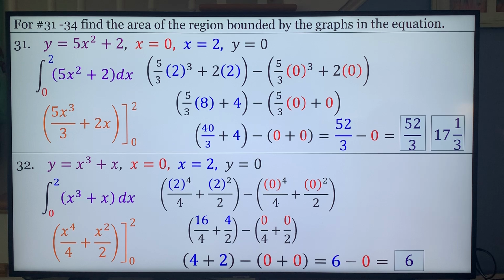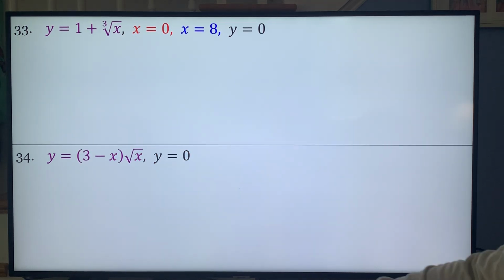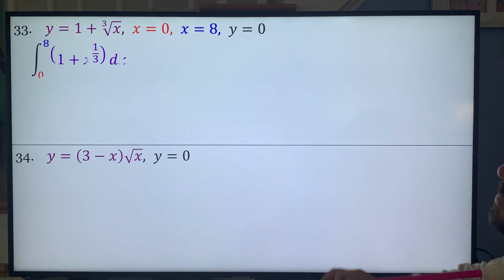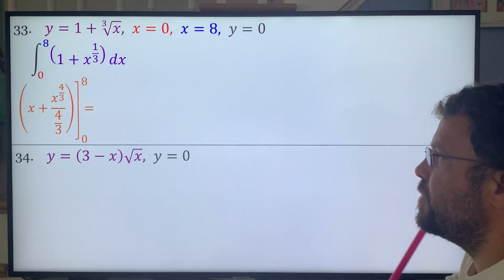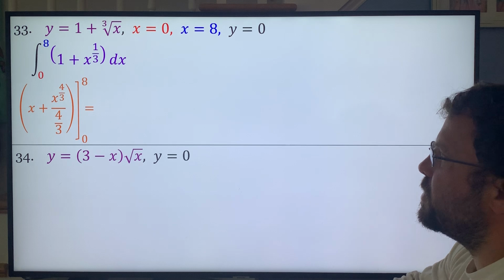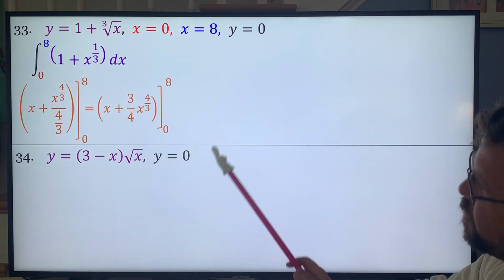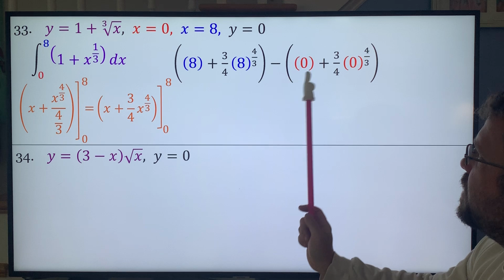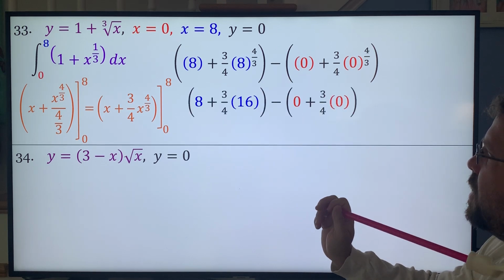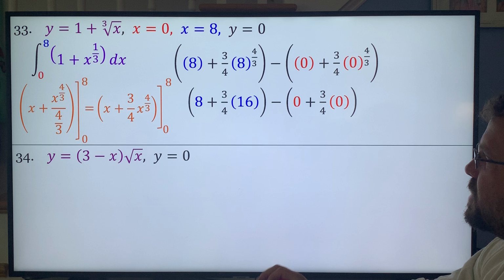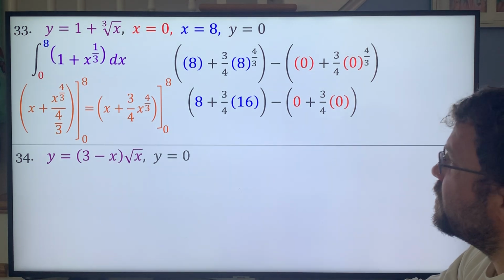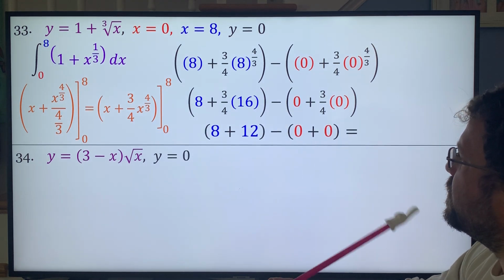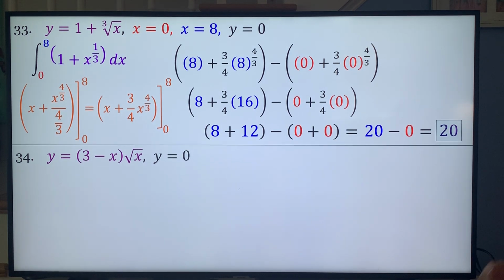Well, no, you're not ready because you already did these 2, right? Hopefully you rewrote this up. 0 to 8, 1 plus x to the 1/3. The reason you rewrite it is it's easier to integrate. x, 1/3 plus 1 is 4/3. x plus reciprocal of 4/3 is 3/4 x to the 4/3 from 0 to 8. Type an 8 in there. Type a 0 in there. Obviously a 0 again. 8 plus 3/4 of 16. What's that? 48 over 4. 8 plus 12 minus 0. 20 minus 0 is 20. All right.